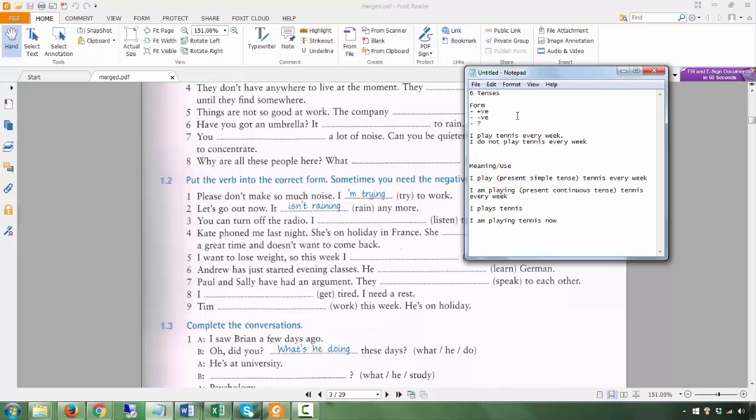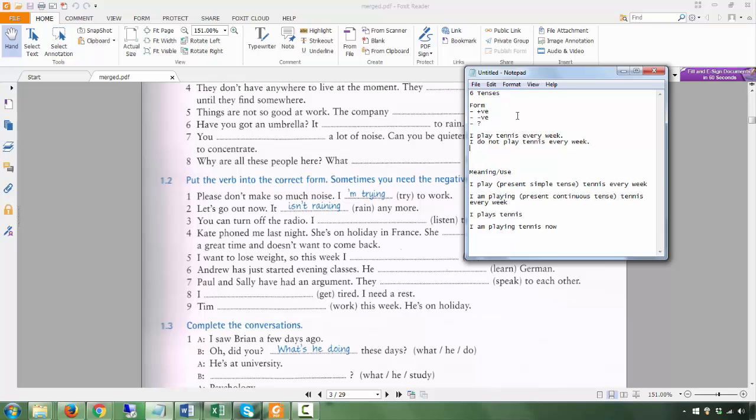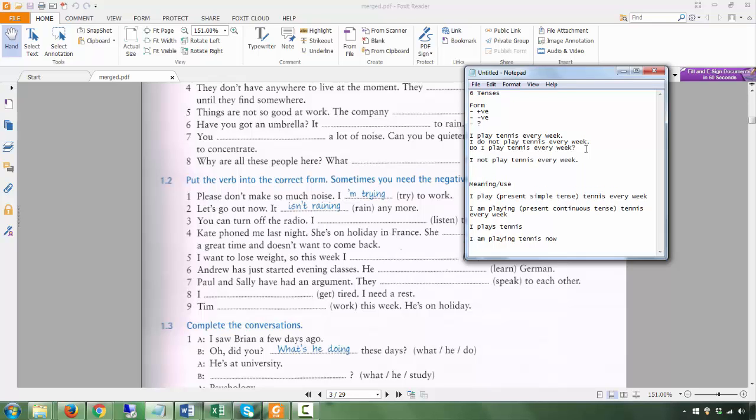Now, do you see how the form is different? You have to put the do not, okay, or does not, depending on the subject. And finally, how do you do the question? You can question yourself. Do I play tennis every week? So do you see? It's important to understand the formation of the positive, negative and the question. Okay, if you were to say something like, I not play tennis every week, that's wrong. I understand what you're trying to say, but that is not the way you form your negative.